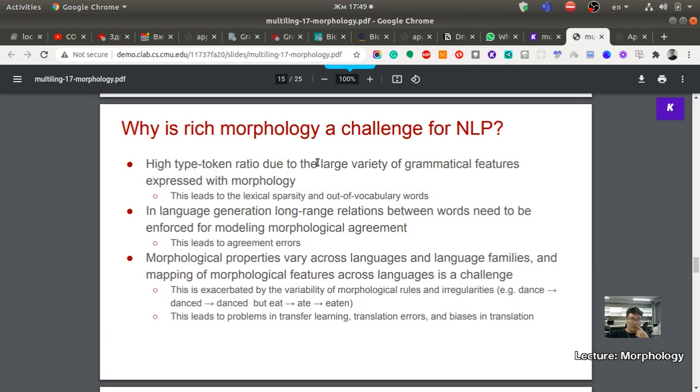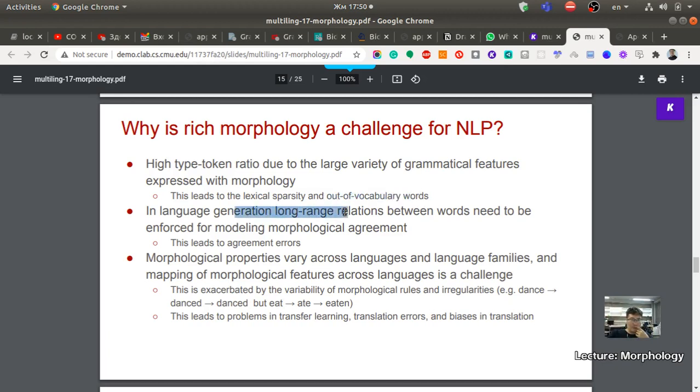So there is a high type-token ratio due to the large variety of grammatical forms, and this leads to lexical sparsity and out-of-vocabulary words. So this is also a problem. For example, you have a corpus of many books, all Kazakh books. But there can be some words: you have jasagan and jasamagan, jasaydı, etc., but you do not have jasamaysın. So if you use this one in a new dataset, it will not understand that this word has some relation to the words from before, and this is called out-of-vocabulary words.